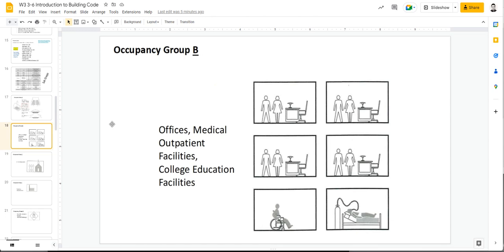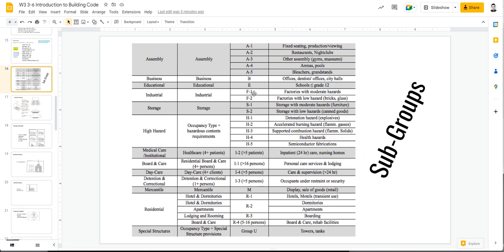Occupancy group B is for businesses, and this is if you have a hospital, clinic, well, college education buildings are also part of group B, which is business. And if you look here, even though college is education, group E is only for education schools that are 12th grade and below, so K to 12. If you have a university or college level building, that's going to be considered business.